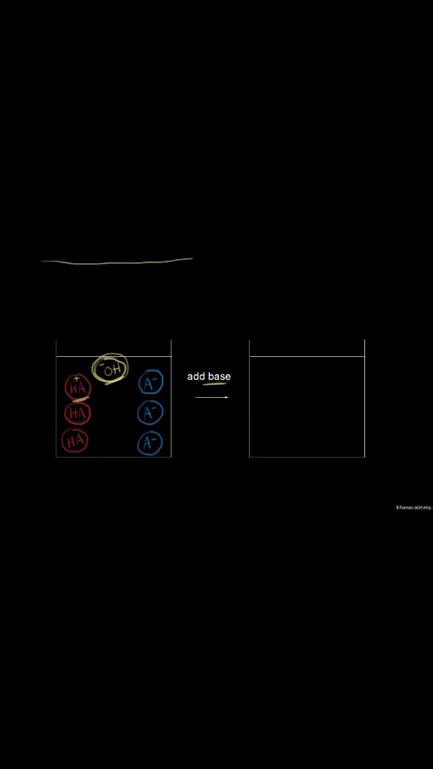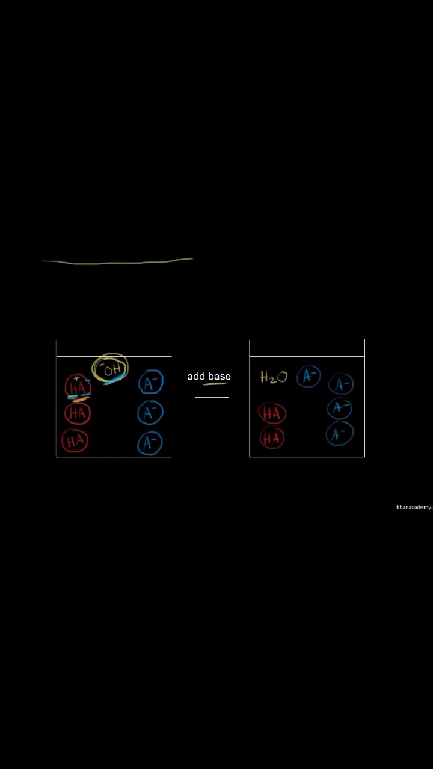So OH- and H+ give us H2O. So we're going to make water here. So we're going to lose some of our weak acid. We started with 3, and now we have only 2 left here. And if OH-, if hydroxide takes a proton away from HA, then we're left with A-. So we're going to increase the amount of A- that we have in solution. So let me go ahead and draw that in here.